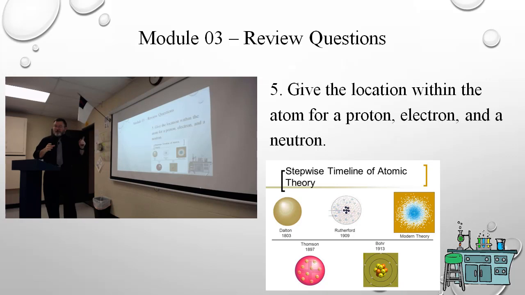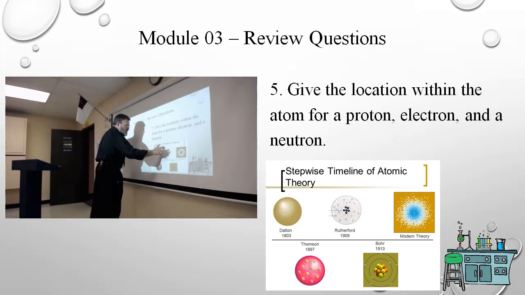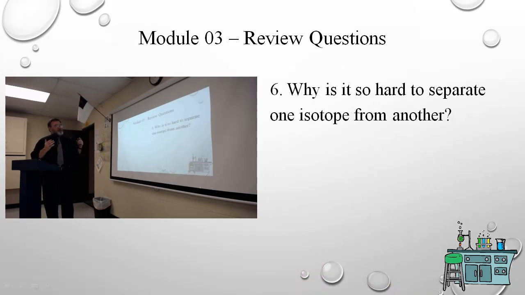That's true. See, here there was just one contiguous piece. Here it's positive with chunks of negative. Here it's protons and neutrons in the center with electrons orbiting. Here it's protons and neutrons in the center with electrons orbiting. Here it's protons and neutrons in the center and electrons in orbital clouds. But every one of them has protons and neutrons clustered tightly in the center and electrons existing outside of the nucleus. Okay. Number 6, why is it so hard to separate one isotope from another?